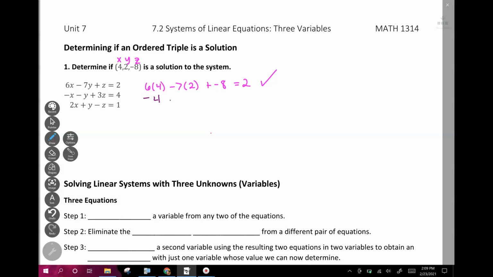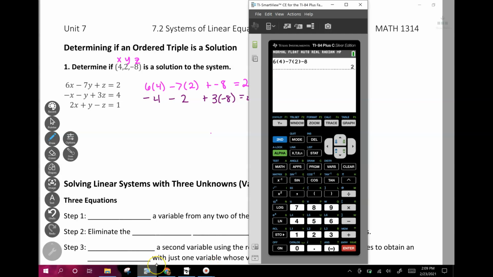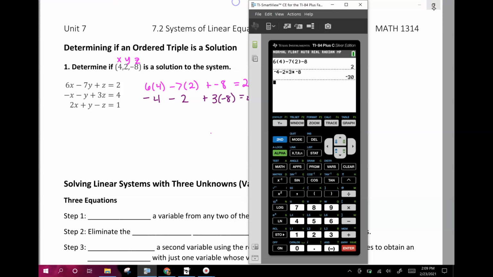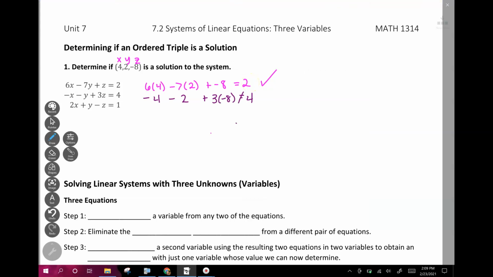-4 minus 2 plus 3 times -8, and that needs to equal 4. -4 minus 2 plus 3 times -8 is -30. So that one comes out to -30, which is obviously not 4. So it does not equal 4. So this is not a solution. It would have to work for all three equations in order to be a solution.